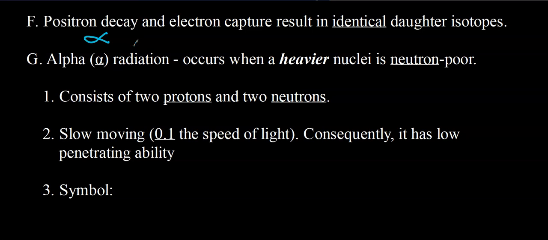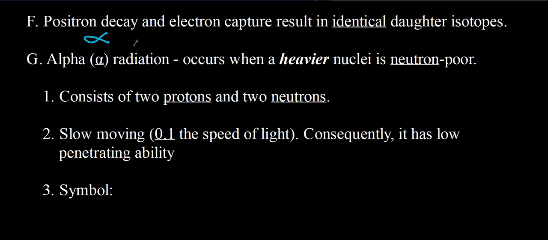The alpha particle that's emitted consists of a particle that has a mass of what? Well, it says it consists of 2 protons and 2 neutrons. So what is the mass of an alpha particle? Each proton and neutron has a mass of about 1 AMU, so an alpha particle has a mass of 4 AMU.